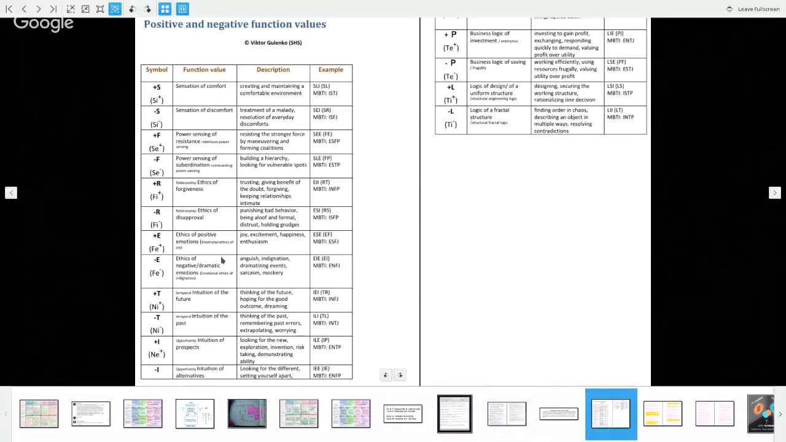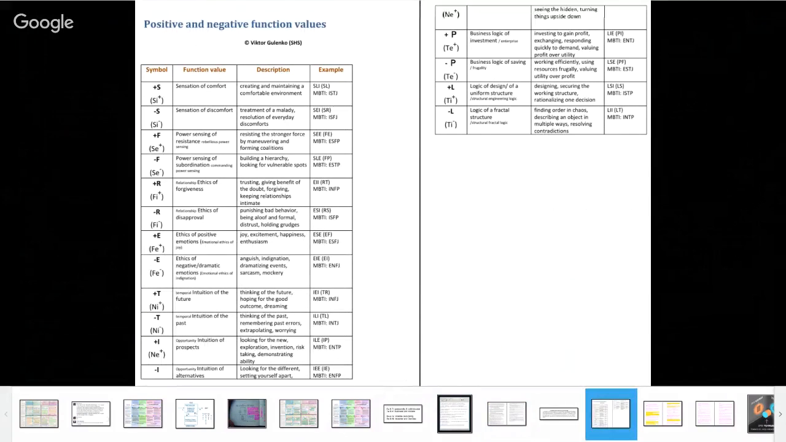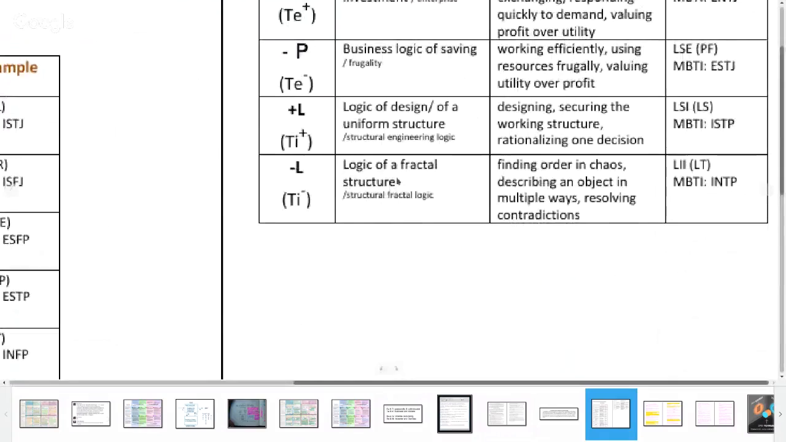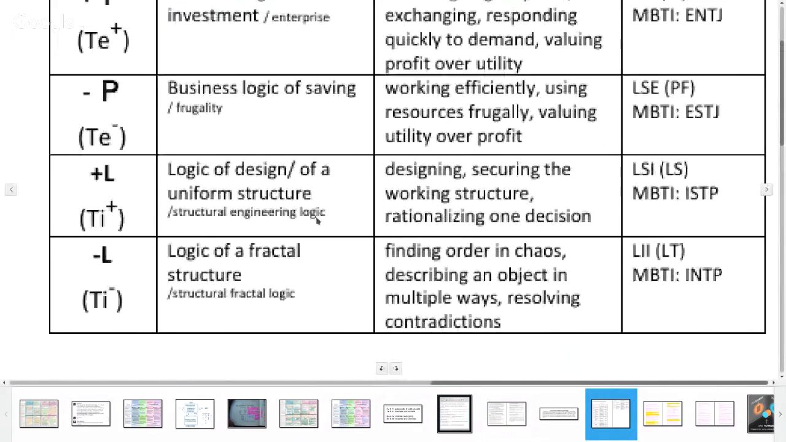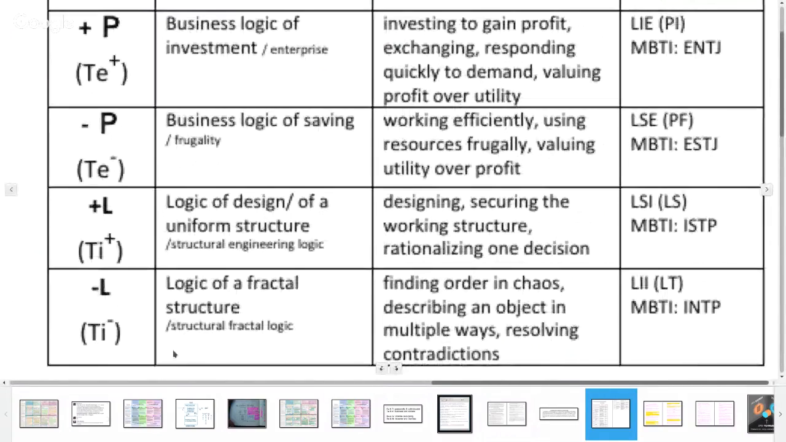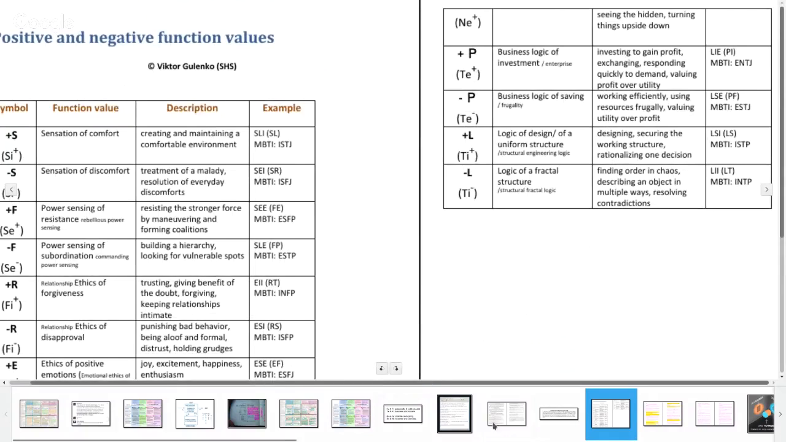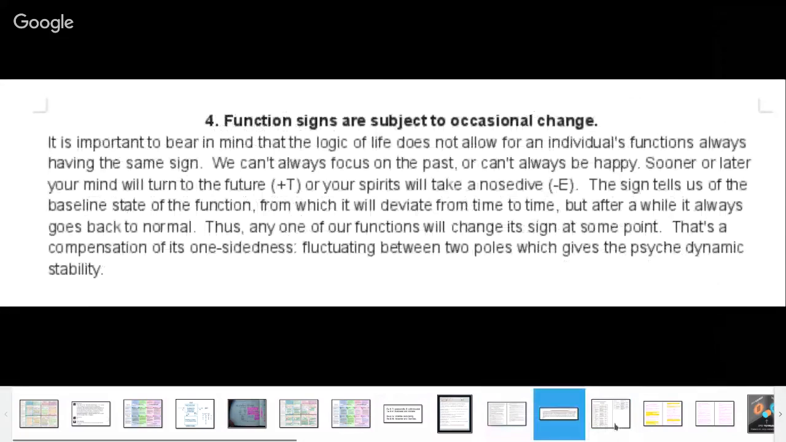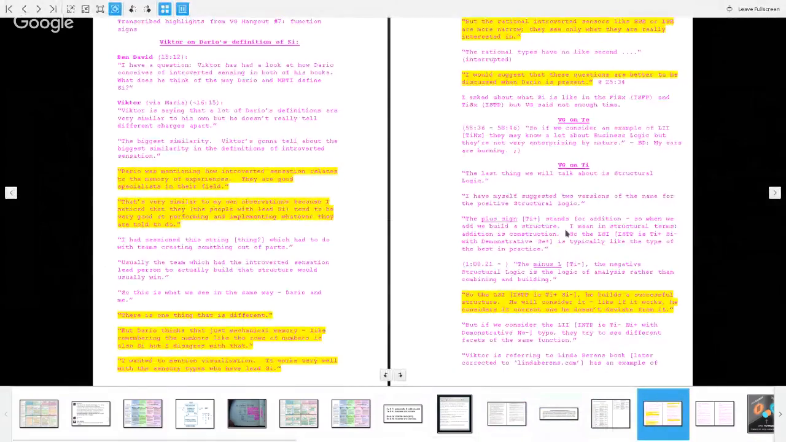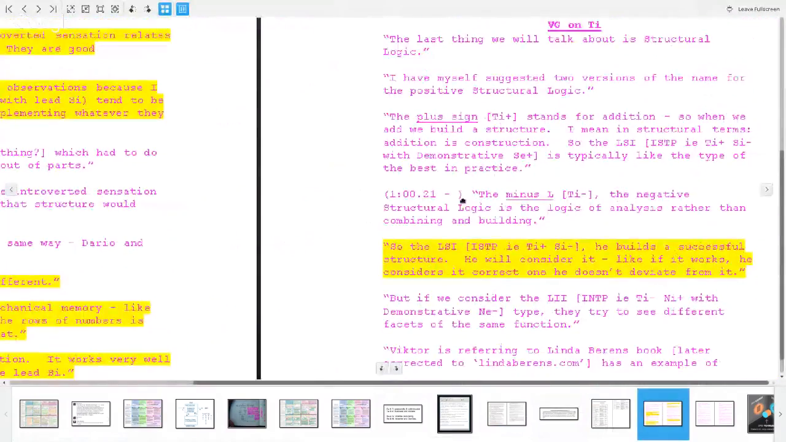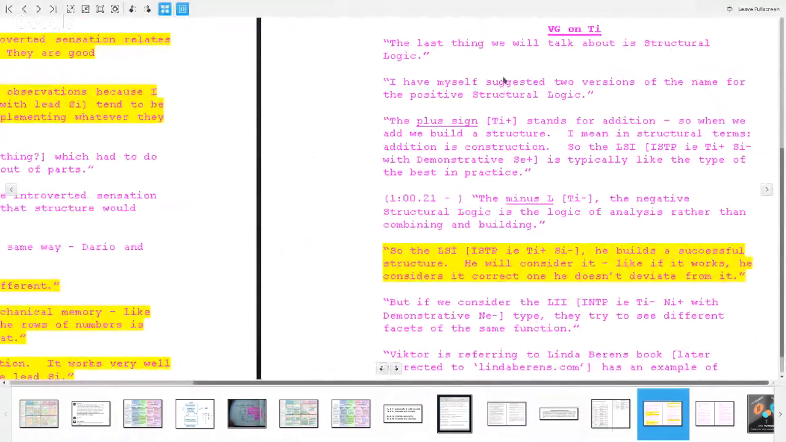Right then, let's have a look at this. What have we got for L minus? Here we go. We've got here logic of fractal structure. Finding order in chaos, describing an object in multiple ways, resolving contradictions. Right. We've done that one. Caveat there. Anything else on Ti? Here we go. Gulenko on Ti. The last thing we will talk about is structural logic.